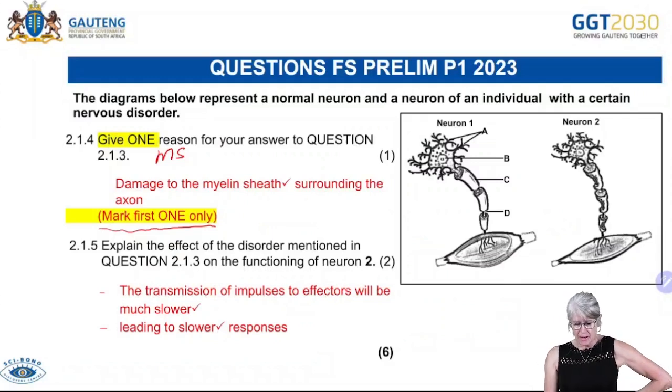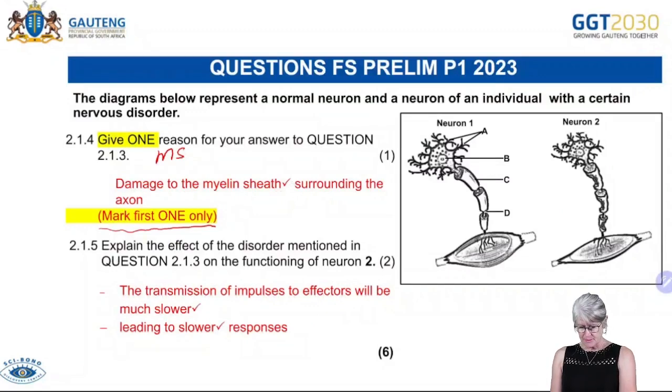All right, so that's why I've highlighted there. So it's also very important to follow the instructions of the questions. And in that way, you are also able to maximize the amount of marks you're going to get. All right. So the one reason why it is MS or multiple sclerosis is that it's damage to the myelin sheath that surrounds the axon.